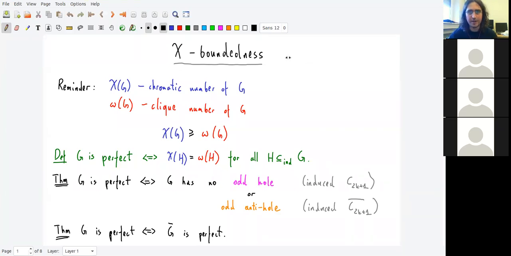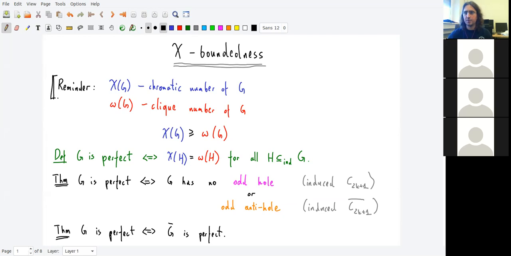So welcome to the next lecture of selected topics in graph theory. Today we'll be speaking about the concept of chi-boundedness, which is sort of an extension of whatever Marcin was doing last week. Marcin was speaking about perfect graphs, and chi-boundedness is sort of a relaxation of this concept that leads to really nice graph theoretical proofs. So just a reminder of what was going on the last time.